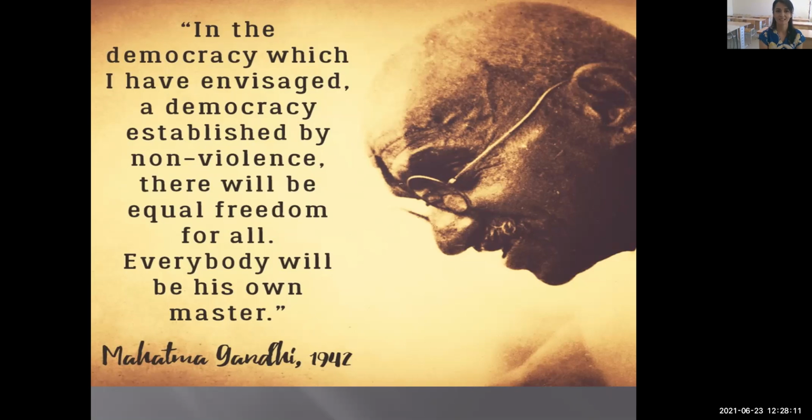In the democracy, I have envisaged a democracy established by non-violence. There will be equal freedom for all. Everybody will be his own master.